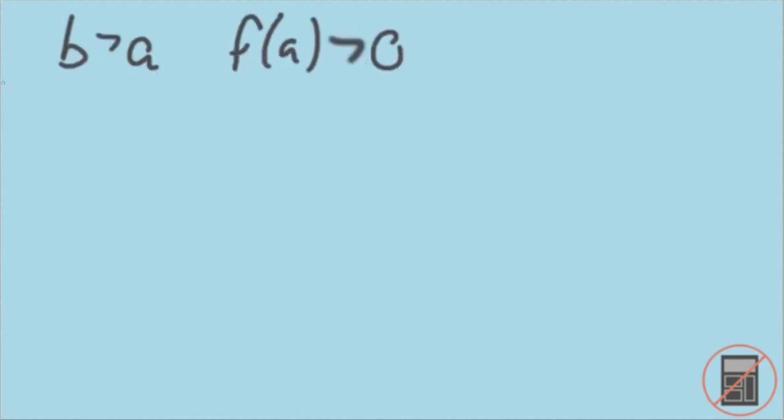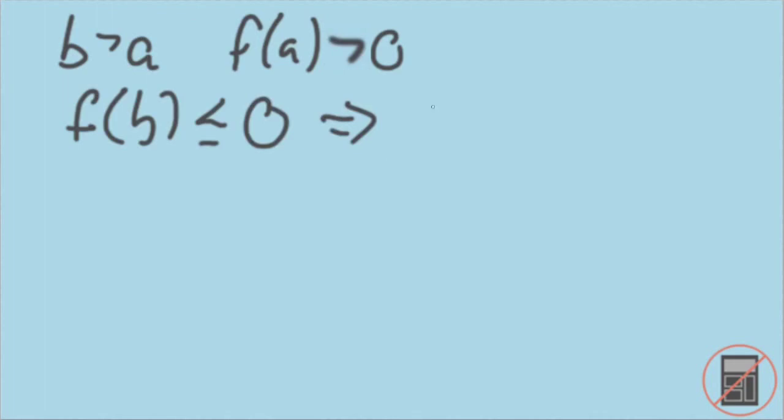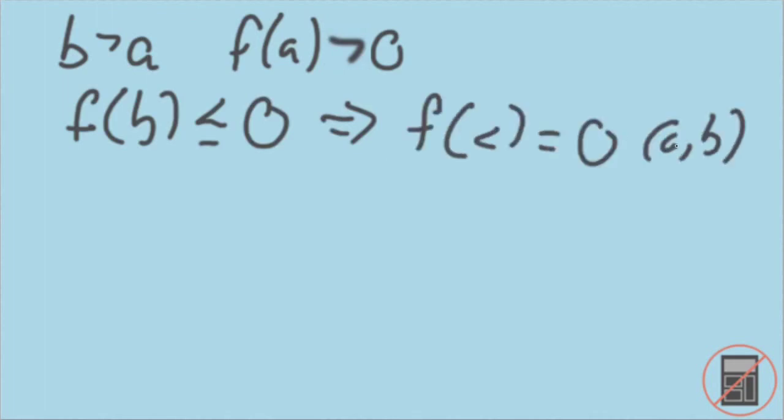To do this, let's suppose that there's a number b such that b is greater than a, with f of a equal to 0. And let's say that f of b is less than or equal to 0. Well, this means that there's got to be something that's equal to 0 between a and b by the intermediate value theorem. Now, let's say that f of c1 is the first one that's equal to 0 after a.